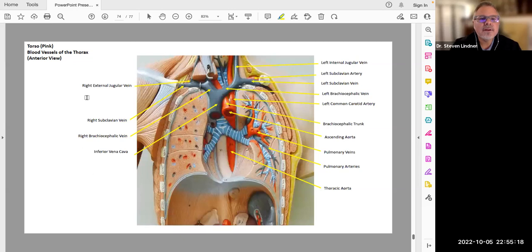And those are labeled here. So here's the right external jugular vein. Here's the right subclavian vein, the right brachiocephalic vein, and the inferior vena cava, right? So blood is going to be moving in this direction, or in this direction. Or left internal jugular vein. Here's the left subclavian vein. Here's the left brachiocephalic vein. Let's see what else. Pulmonary veins, pulmonary arteries, thoracic aorta. That's it. That's all I'd like to show you from here.